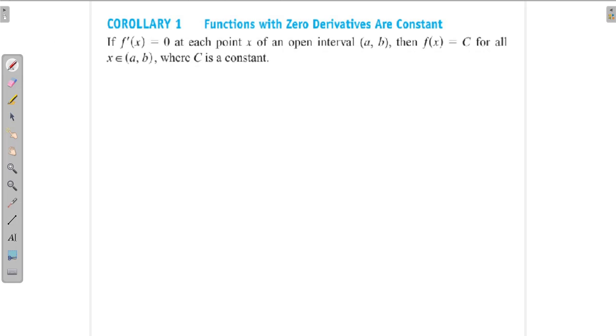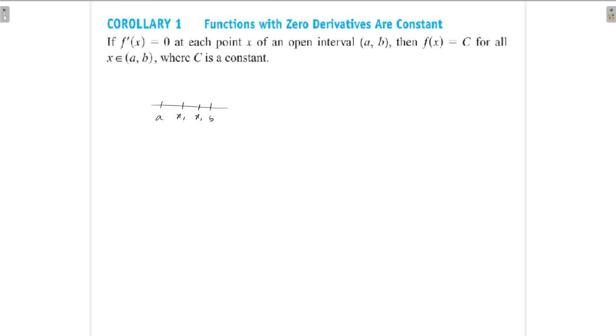Now we have a theorem. If f dash x is equal to 0 at each point of an open interval (a, b), then f of x is a constant. In order to prove f of x equal to c, that is a constant over interval (a, b), we consider interval (a, b) first. Then if you choose any x1 and x2, any 2 points on the open interval (a, b), we have to get f of x1 equal to f of x2. Then we can say that f is constant along this interval.